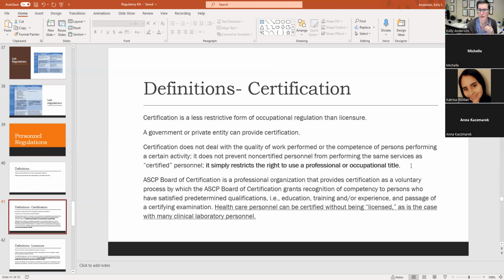So in our case, we have ASCP, Board of Certification. They have a list of requirements. So you will basically have to meet those requirements in order to take the exam. Then you have to pass the exam, and then you can use that title. It gives you a title. Healthcare personnel can be certified without being licensed. So if you work in a state that does not require a license, you will never be licensed. You will just be certified.